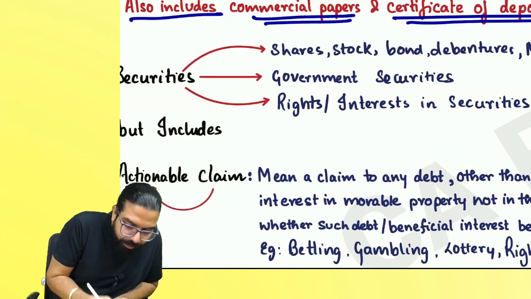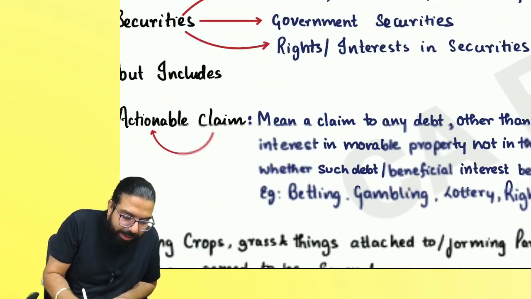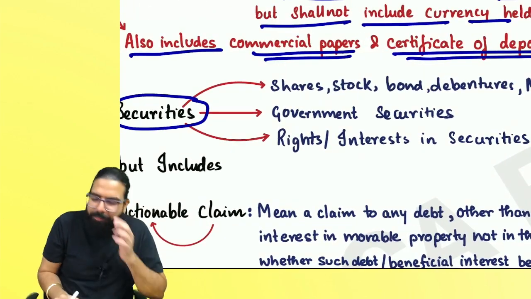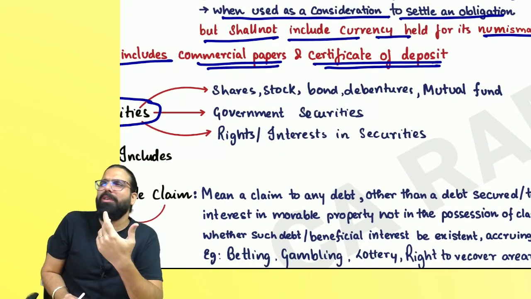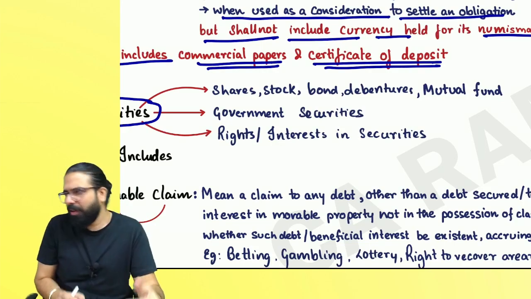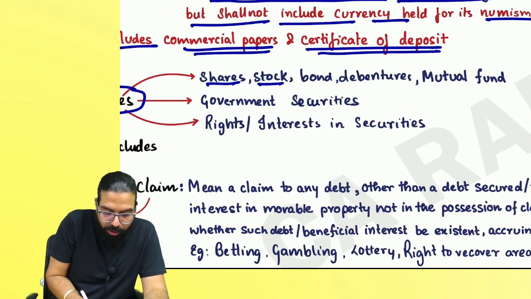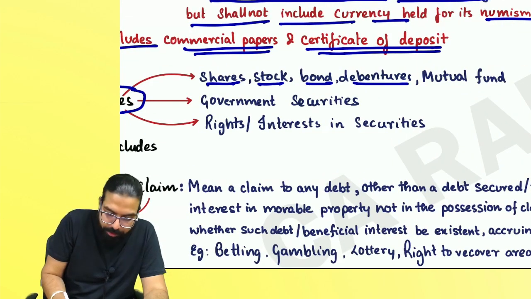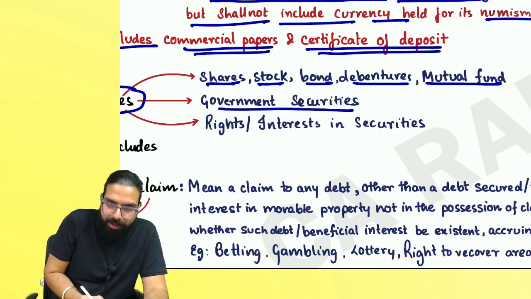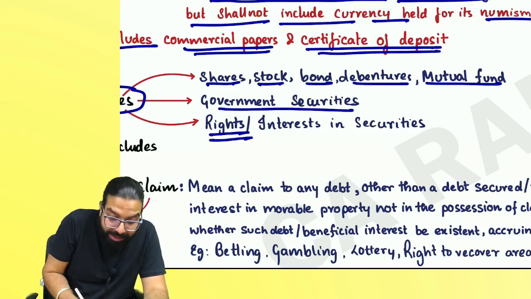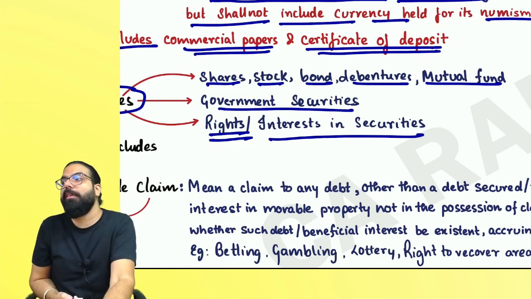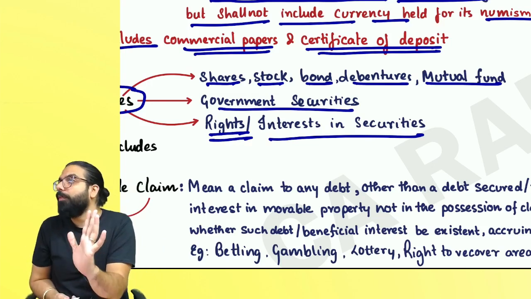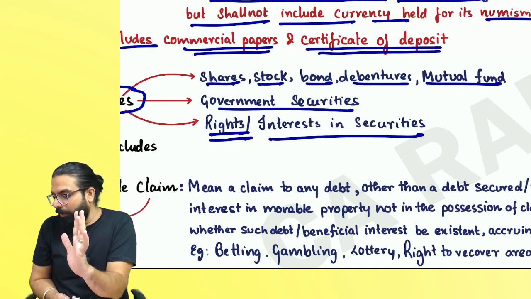The next one. It excludes money and securities. You know what is securities, everyone? Securities actually, there's a definition, but I don't want you to put so much brain into the definition. We will talk like this: shares, stocks, bond, debenture, mutual fund, government securities, any right or interest you have in any security, all those are securities. And securities and money is not goods. Is my point clear to all? Can we go ahead, everyone?